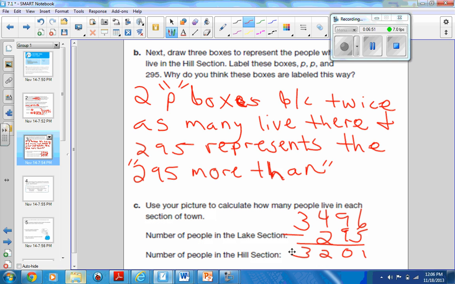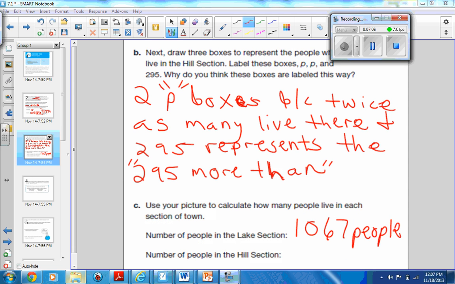Well, how do we always figure out, we talk about unit rates and all that? Well, we would divide by however many there are there to get 1. So I would divide by 3 to get that P. So some of you figured that out. If not, it's no big deal. But in the end, you should have gotten 1,067 people.